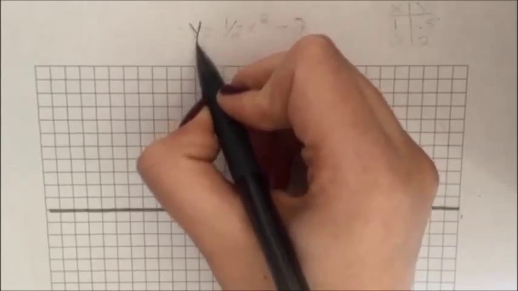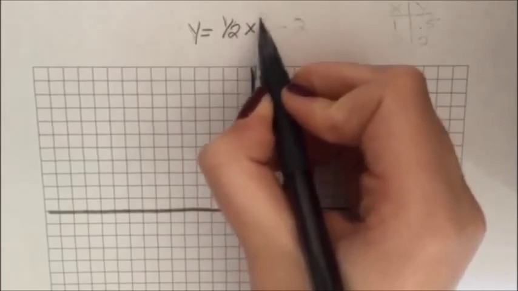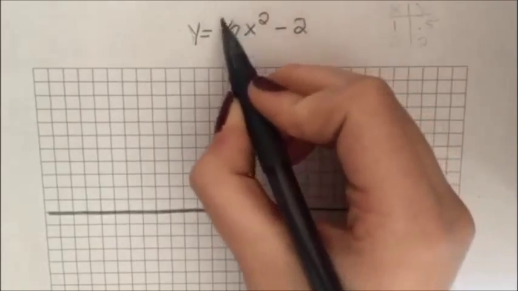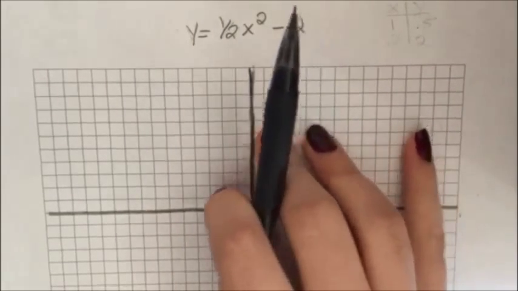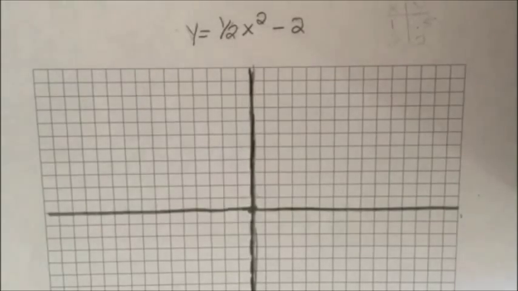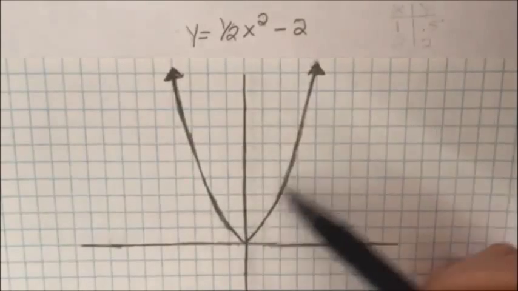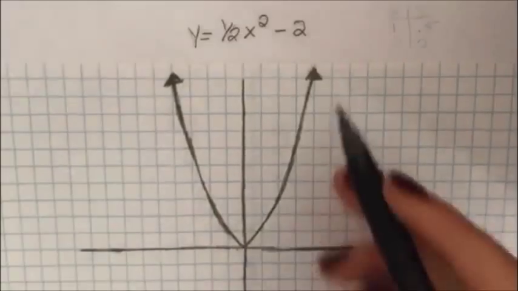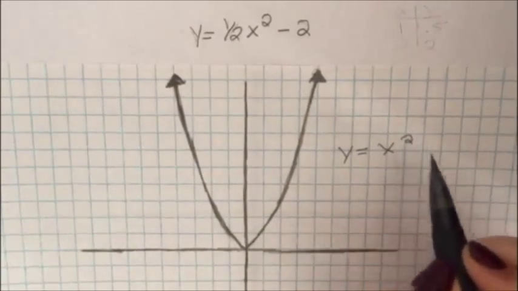The equation that we are going to be working with is y is equal to 1/2 x squared minus 2. Now, as indicated by the x squared, it shows that our parent function will be the quadratic, which, as seen here, is a slope on either side of the origin that originates there. And this equation would be known as y is equal to x squared.